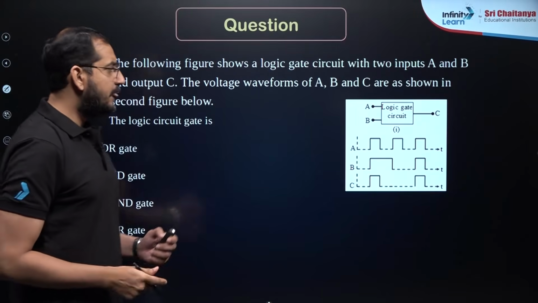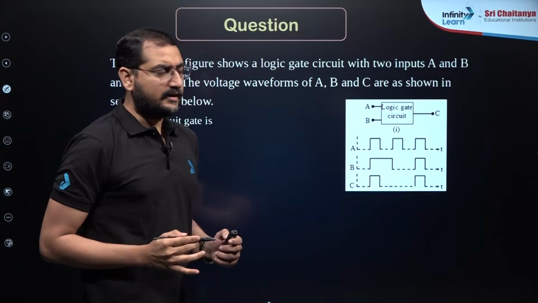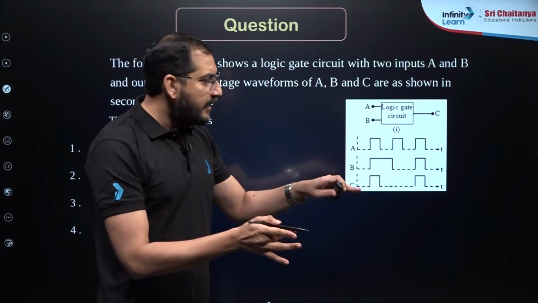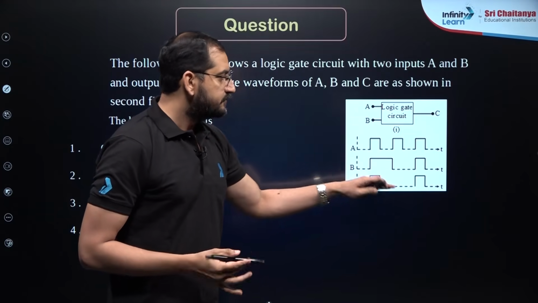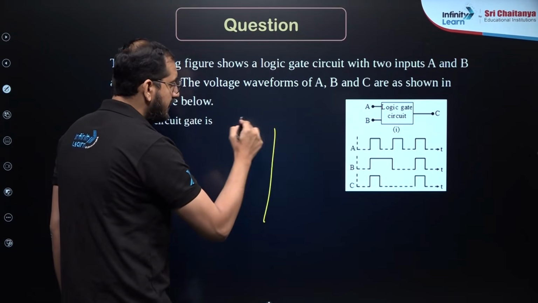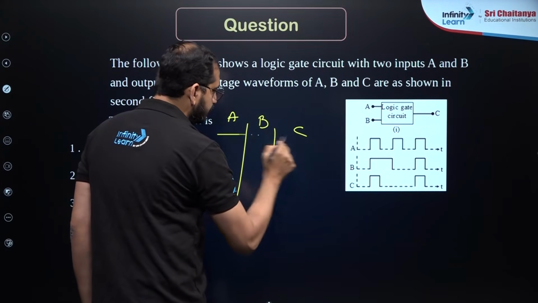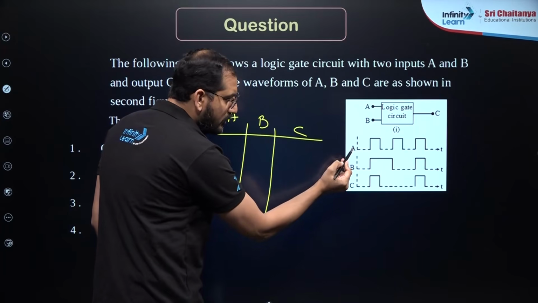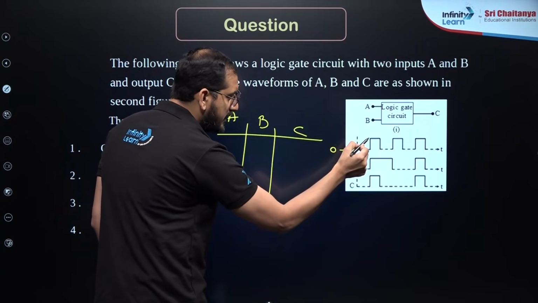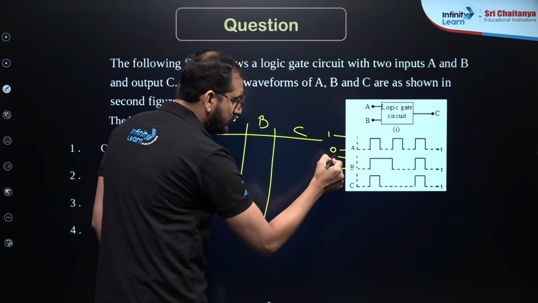This is the question from semiconductor chapter and from the logic gate part. Okay, so the question says that A and B are the two input waves, C is the output wave. What we need to do is draw its truth table and identify what type of gate this is. All right. So when we see over here, this point corresponds to 0 and this point corresponds to 1. Similarly, over here, this is 0 and this is 1, and same for C.